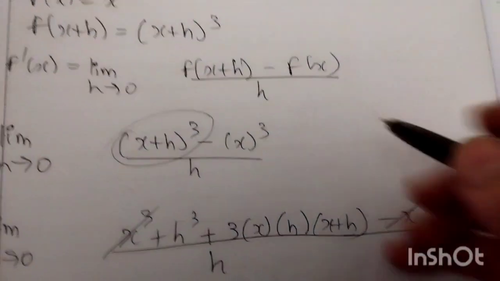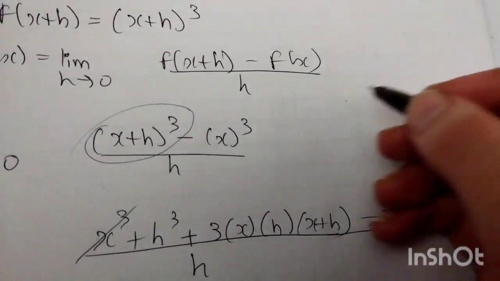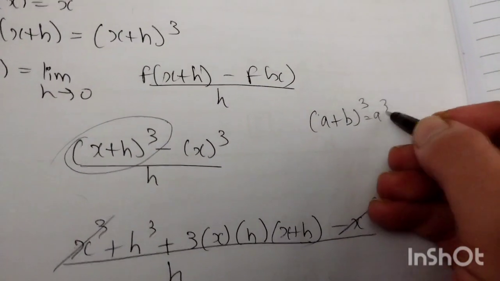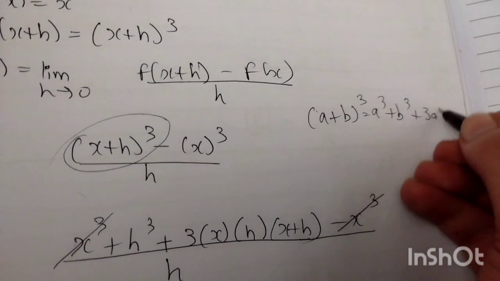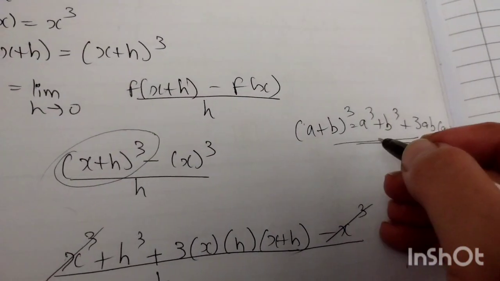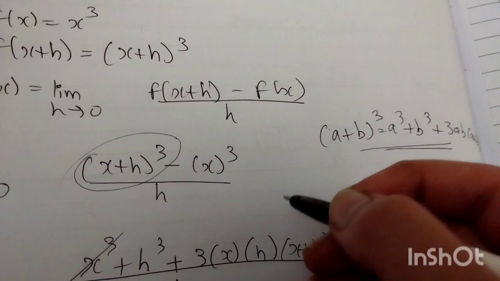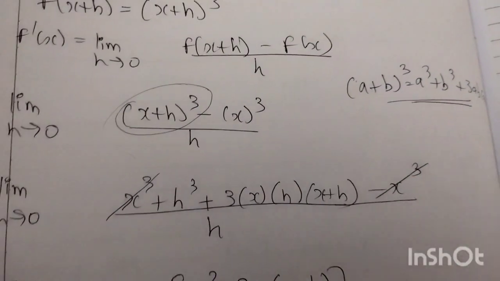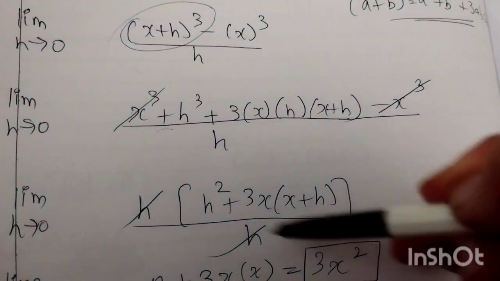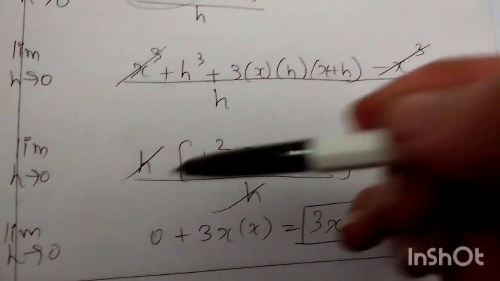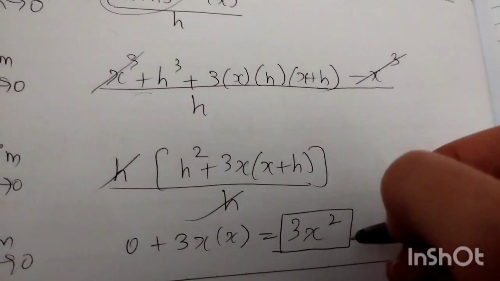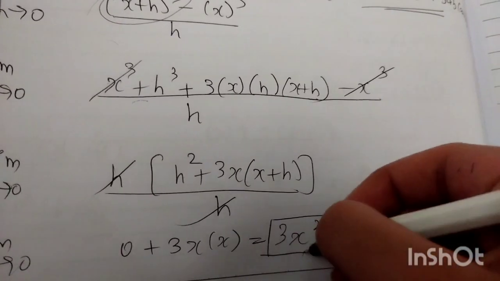Now we need to solve this bracket. How would we be solving this bracket, which we have already learned in 10th class, that is (a plus b) whole cube. We have this property: a cube plus b cube plus 3ab (a plus b). So this is the identity from which we can solve this bracket. So by solving this bracket, x cube and x cube would be cancelled out, and here h and h would be cancelled out, and then we will be putting 0 in place of h, and then we have got the answer 3x square. So this is the right answer.